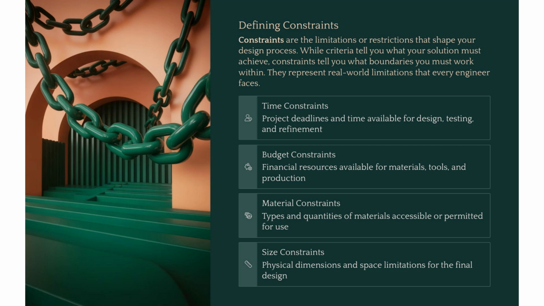On the flip side of criteria, we have constraints. These are the limitations, the walls that restrict your design freedom. Imagine trying to build a magnificent castle, but you only have 5 sticks and an hour of time. Those are constraints. In the real world, constraints are things like your budget, how much money you can spend, your time, your deadline, and your materials, what you're allowed to use. You must always design within your constraints.